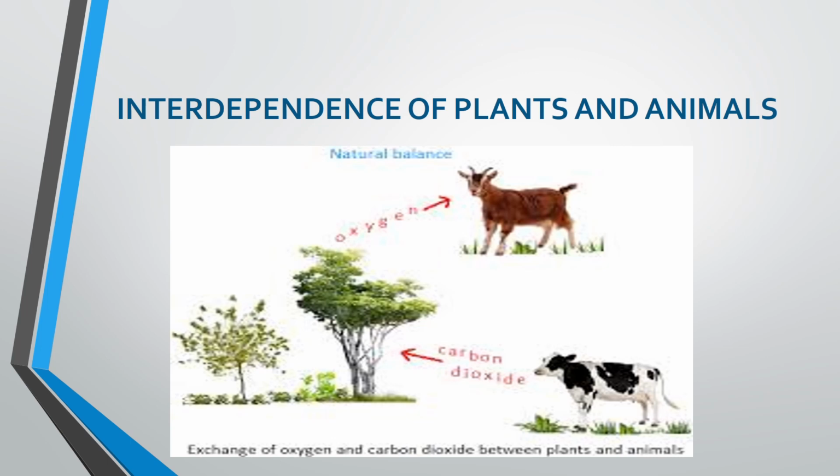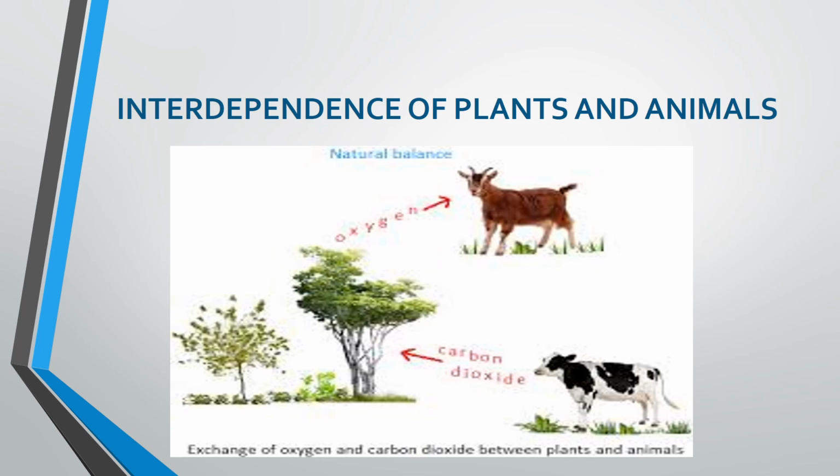Now the important topic is interdependence of plants and animals, means how directly or indirectly plants and animals are dependent on each other. If we talk about the plants, we know the plants make the food, and this food we eat in the form of vegetables, fruits and leaves. So plants give us food. Second, plants release the oxygen and take back carbon dioxide, and this oxygen we use to breathe in.